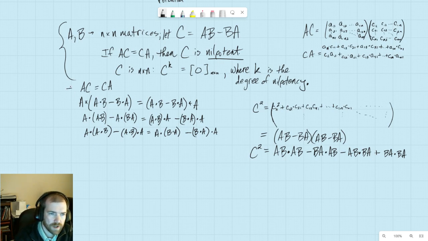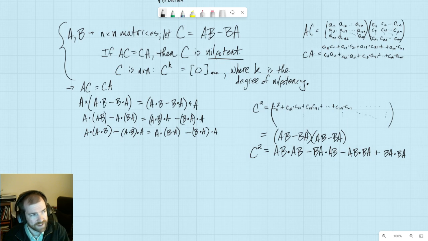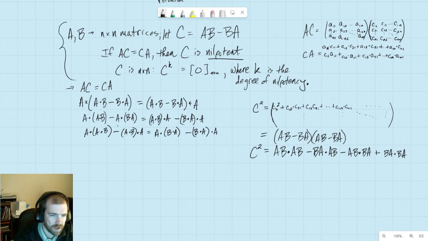So far we took AC equals CA and replaced C with AB minus BA, and then tried to do some algebra with it. Didn't get very far. I shifted two of the terms around, but realistically this is the same as just doing associativity on both of those terms. So nothing really is moving us forward here. If you got any ideas, let me know. Just a prod in the right direction.